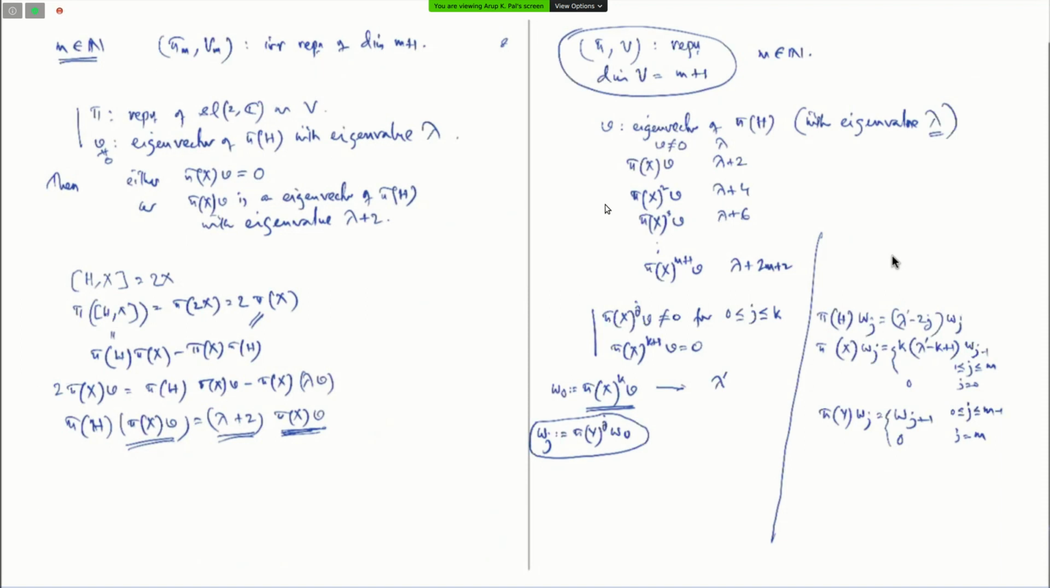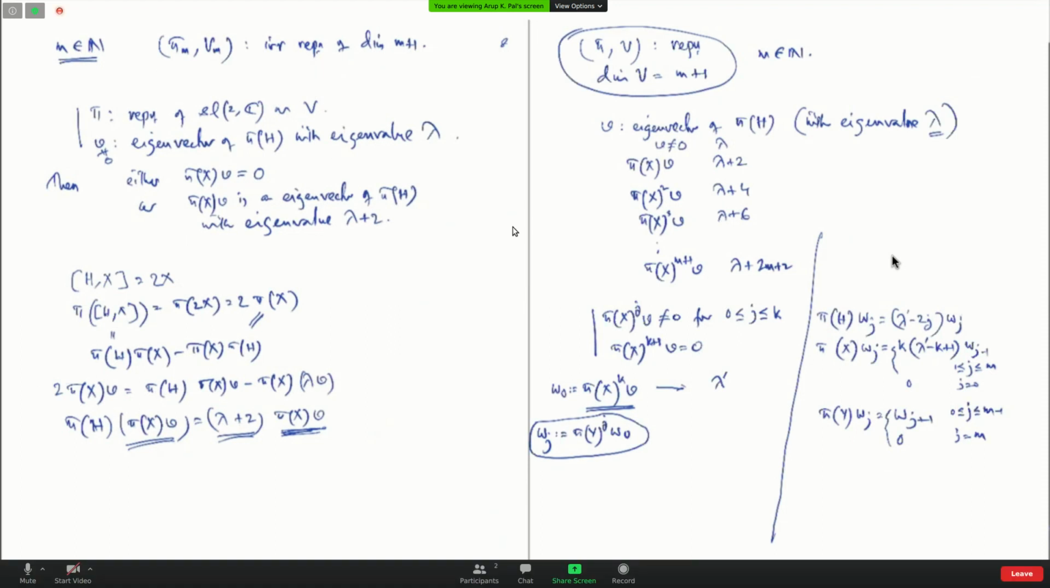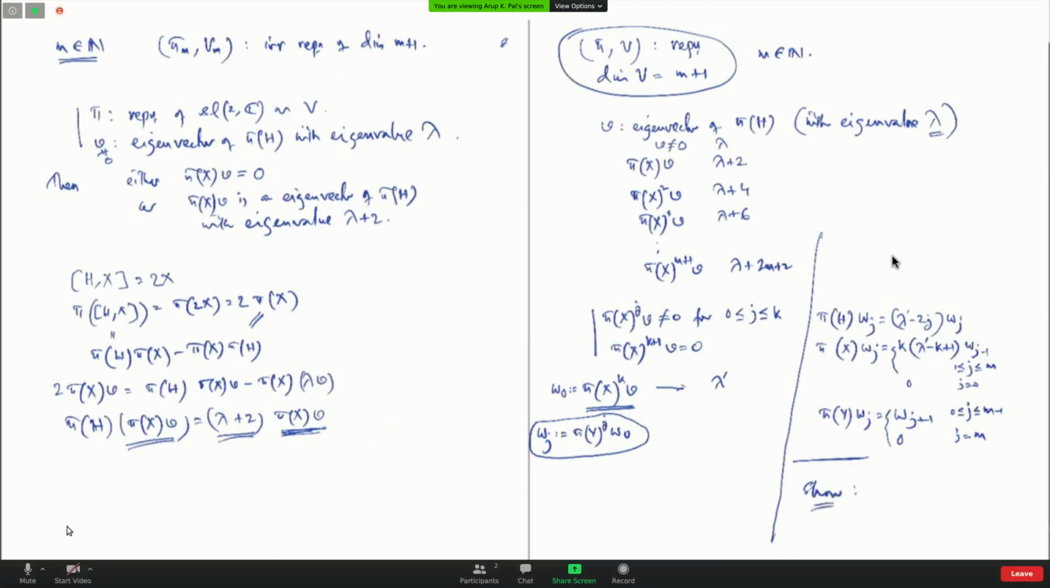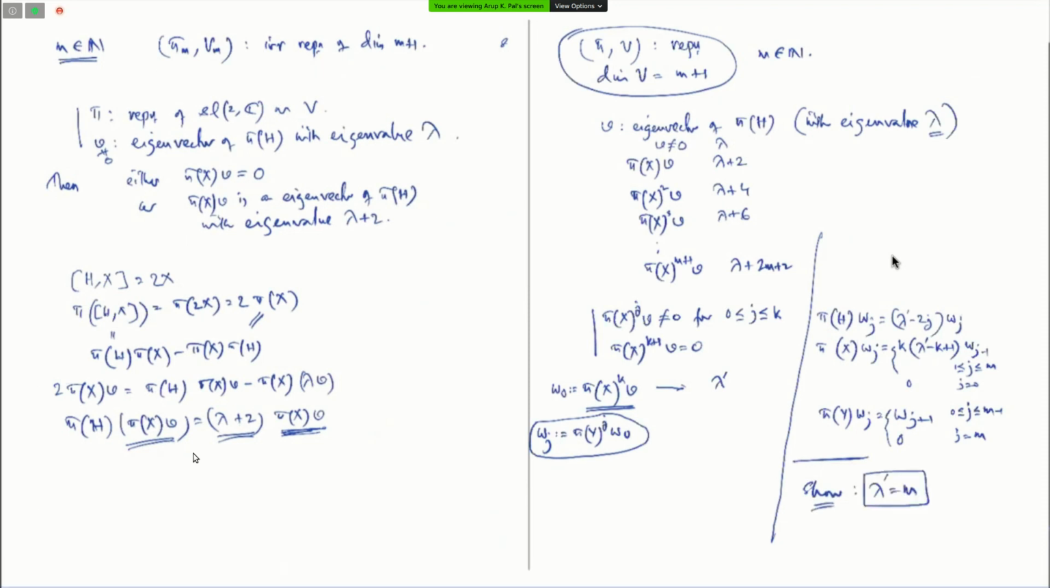Okay. Now first thing is, so in fact before even comparing it with that representation, we need to settle one more thing. So here, at this stage, show that lambda prime has to be equal to, in fact, m. Lambda prime.